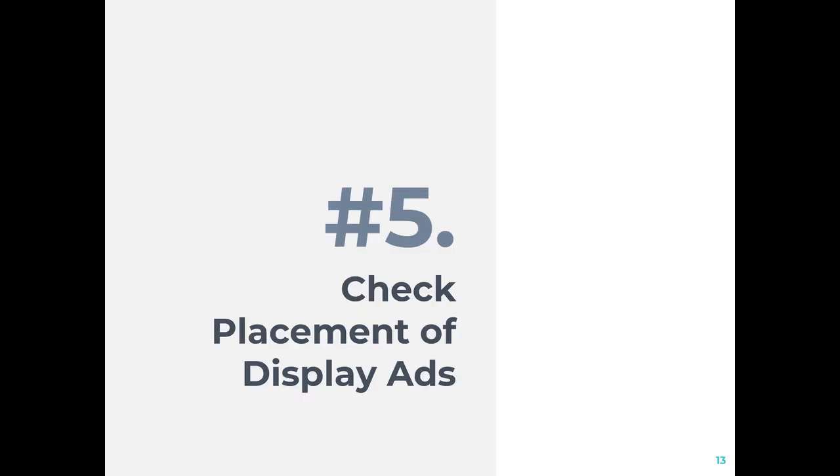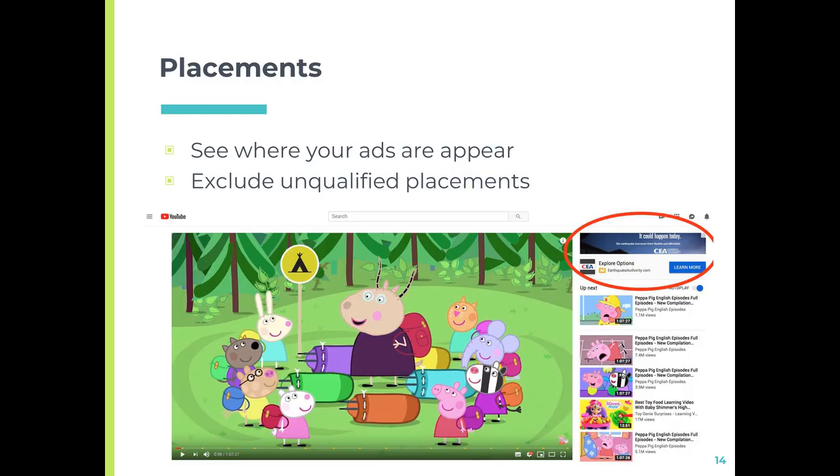Number 5, make it a habit to check the placement of your display ads. By checking the placements, you can see exactly where your ads are showing and where they appeared, and you can exclude any unqualified placements. Here's an example right here. If you're looking at your placements and you see that your ads are getting clicks and maybe even converting on the Peppa Pig YouTube channel, my favorite, you want to double check how qualified the traffic coming from there is and exclude it if you're wasting your ad dollars there.